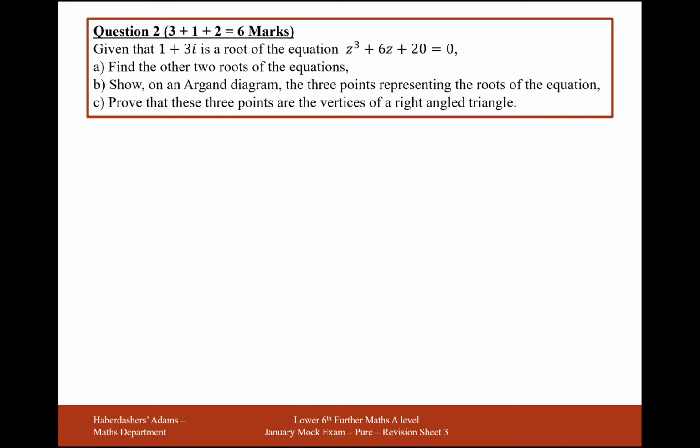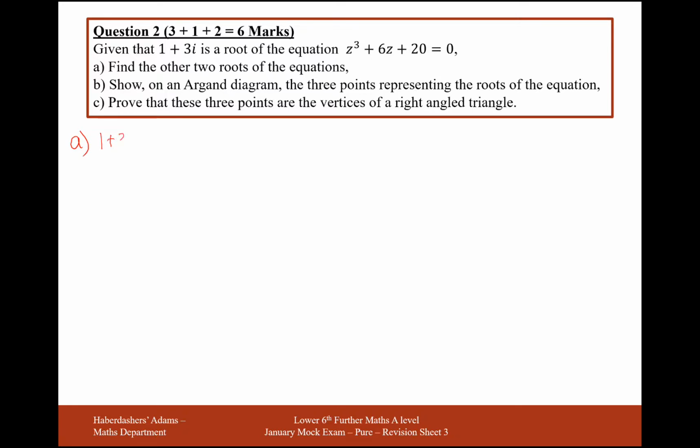Here we're working on question 2. Given that 1 plus 3i is the root of an equation z cubed plus 6z plus 20 equals 0, find the other two roots of the equation. Okay, so first, the first of these two roots will be easy to find.